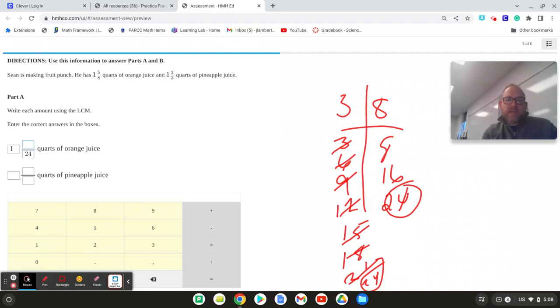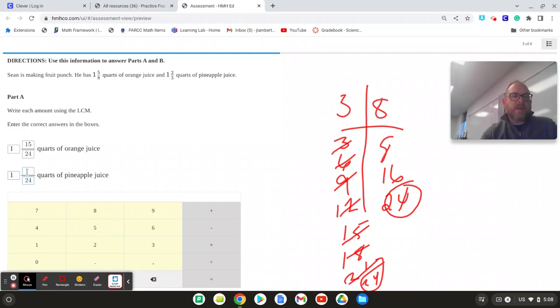And in this case, in order to get to the orange juice, I needed to multiply by 3. The 5/8 there, that is what I want. So I'm going to multiply the 8 by 3 to get 24. So 5 times 3 is going to be 15. And for my pineapple juice, the 1 stays the same. I'm going to have 24 at the bottom again.